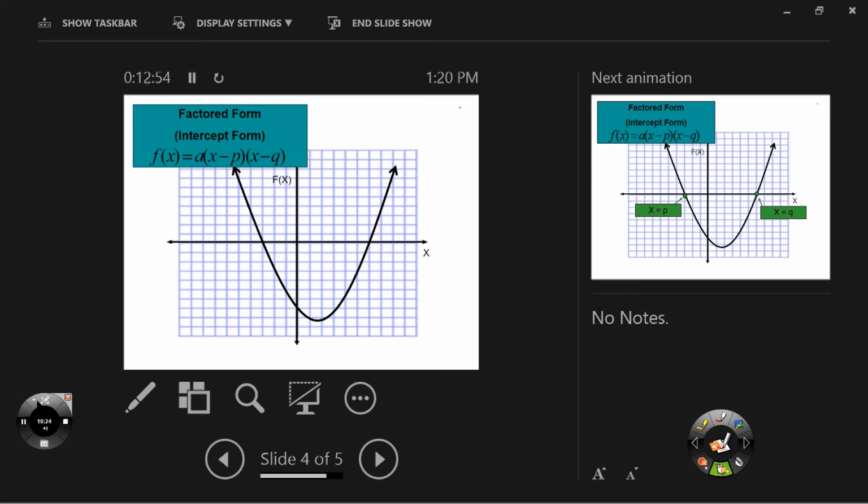So what's useful? Let me give you some numbers so you have some context instead of just p and q, okay? Let's say you have this equation up here. What can you do quickly? Why is already having it factored useful? Randall? Good. You can easily find the x-intercepts by plugging in 0 for y.